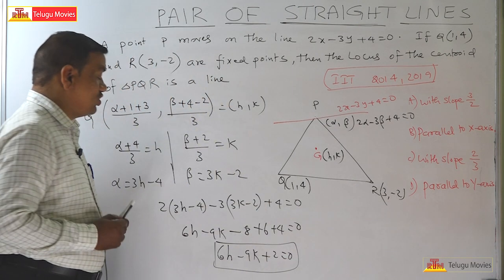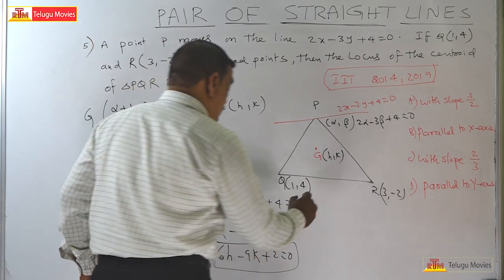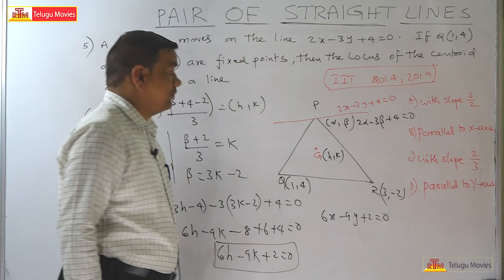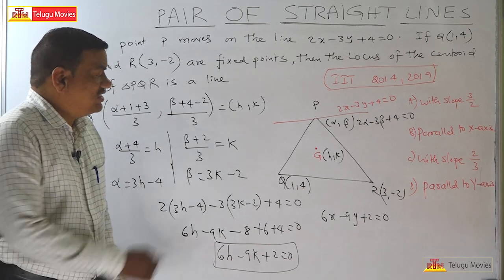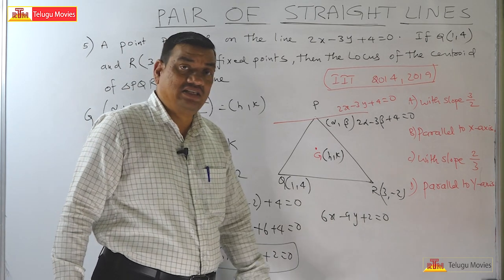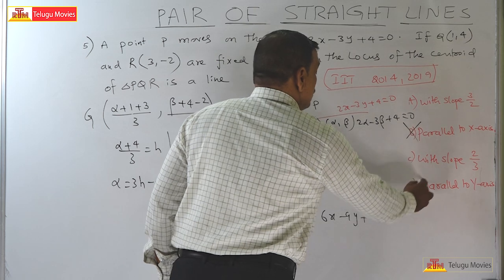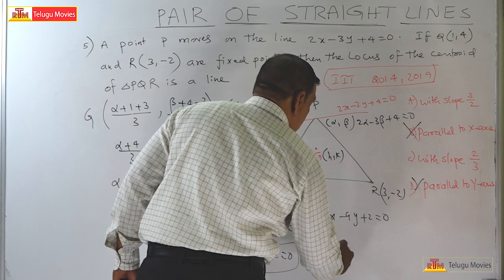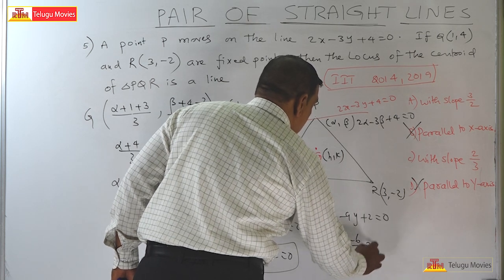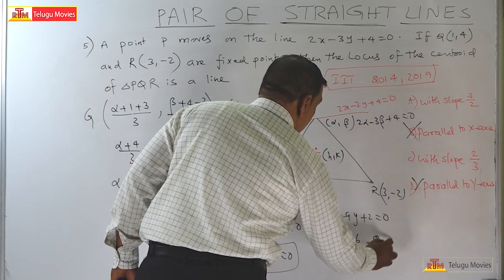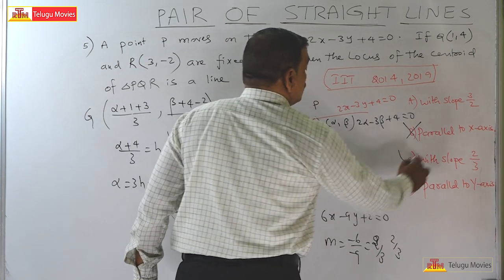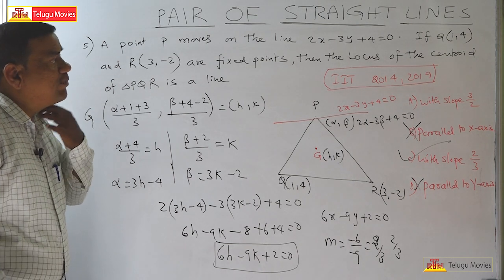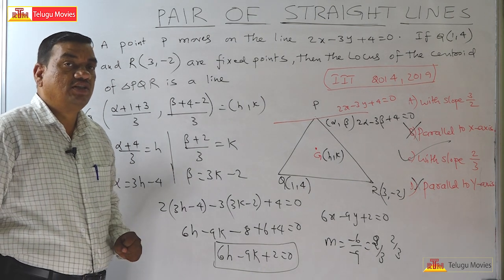This is the equation of the line. What is the equation of the locus? So, this is 6x minus 9y plus 2 is equal to 0. Okay, now, therefore, this is a line neither parallel to the x-axis nor parallel to the y-axis. So, these two are not your options. Now, what is the slope of this line? m is equal to minus 6 by minus 9, which is equal to 2 by 3. So, the line with slope 2 by 3 is the correct answer. Okay, very, very easy problem. I hope that you understand this solution.